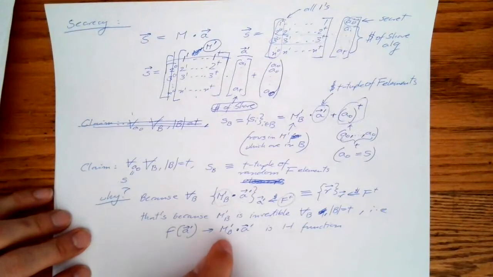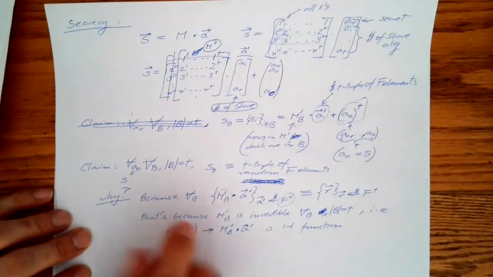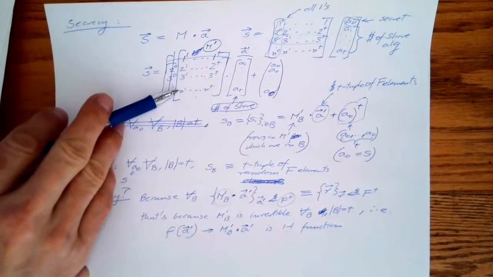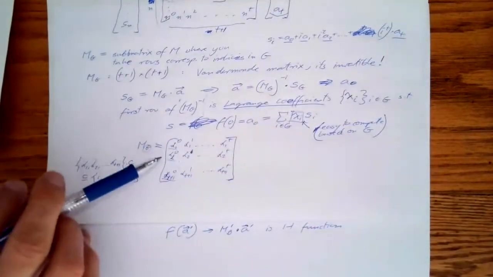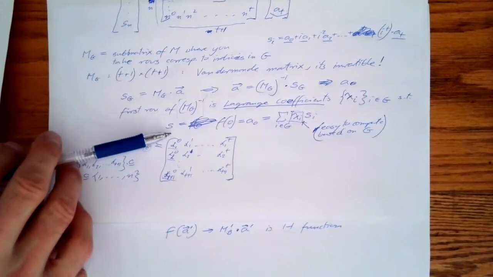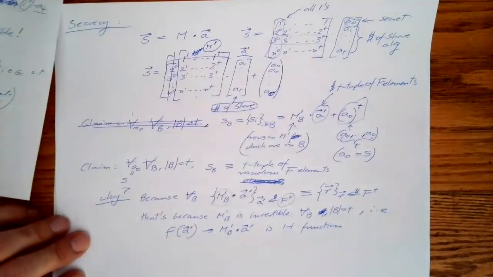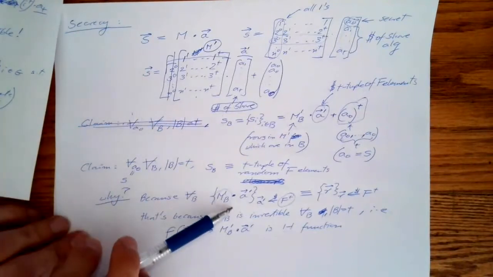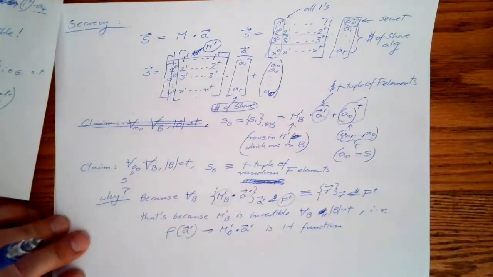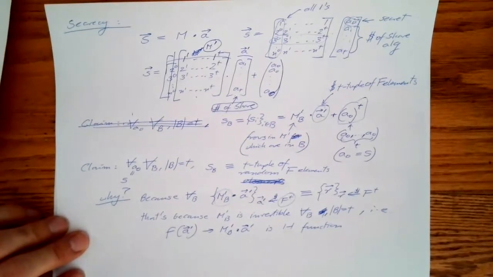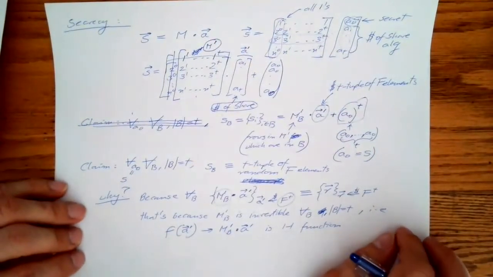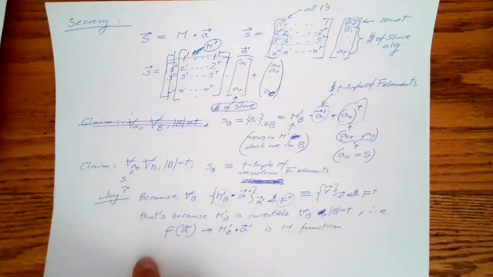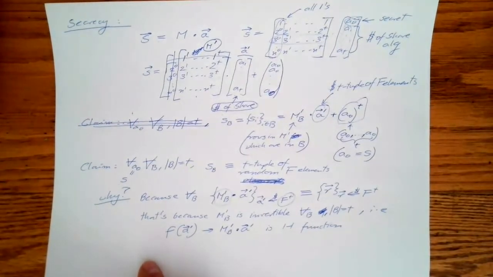So what I want to point out is that the fact that these polynomial evaluation matrices are invertible is used in interpolation and reconstruction, and also is used here to actually argue secrecy. Okay, and you can see both as just implied by linear algebra facts. Okay, so that was Shamir Secret Sharing.